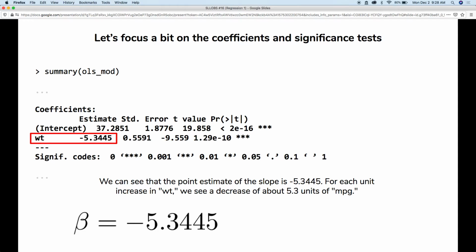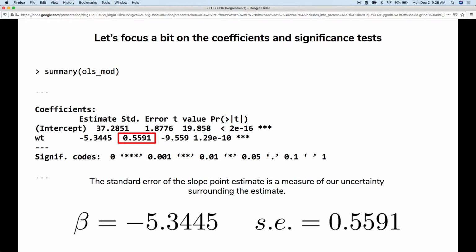And the slope of a model is often denoted with this beta symbol, and I'll be using that for most of the rest of the talk, just to keep things simple. But whenever you see beta, that just basically corresponds to slope in a simple model like this with just one predictor. We also see that the standard error of the slope estimate is 0.559.